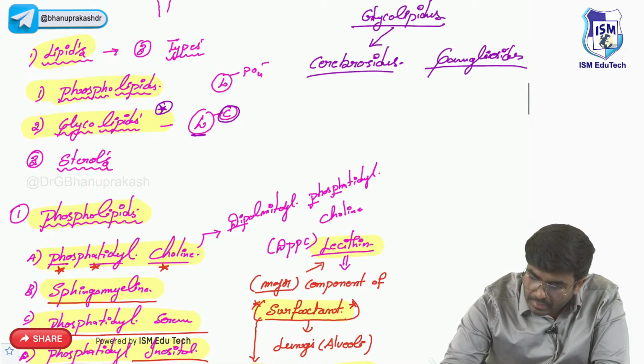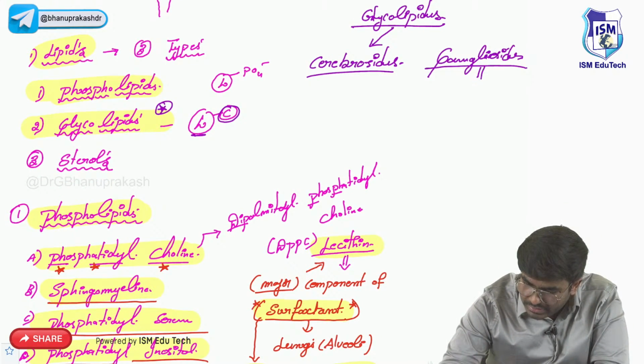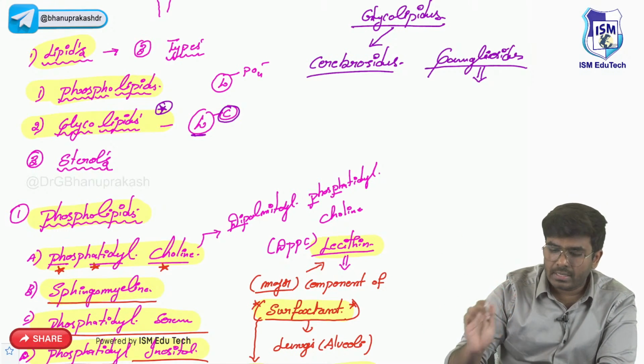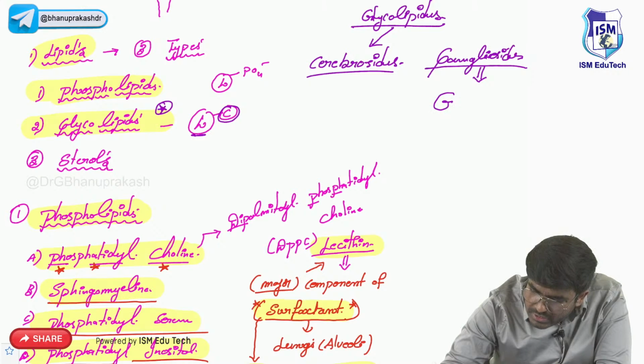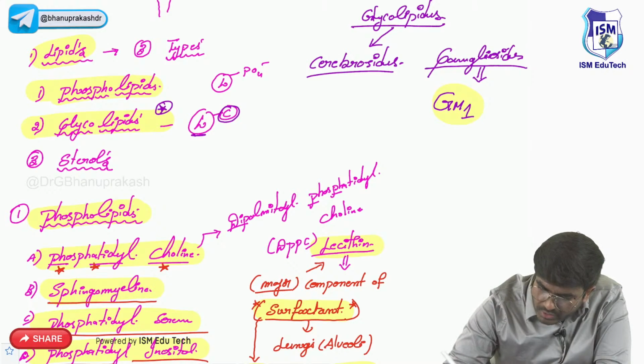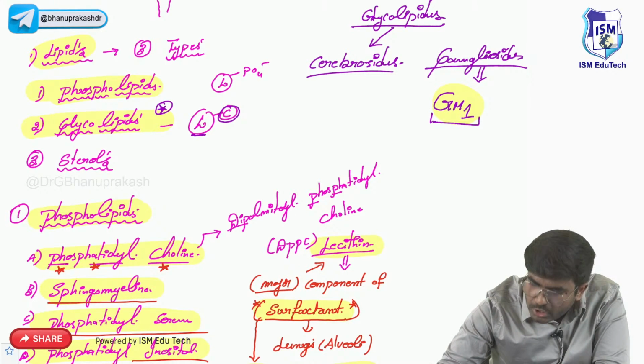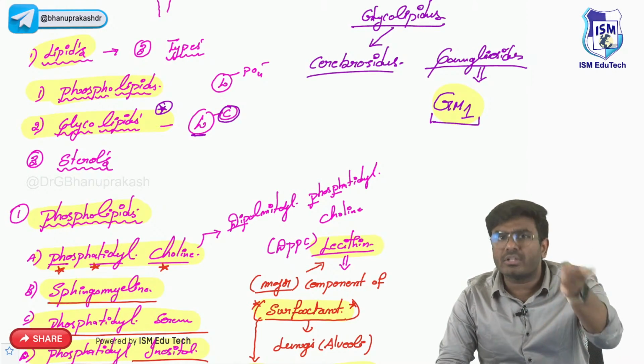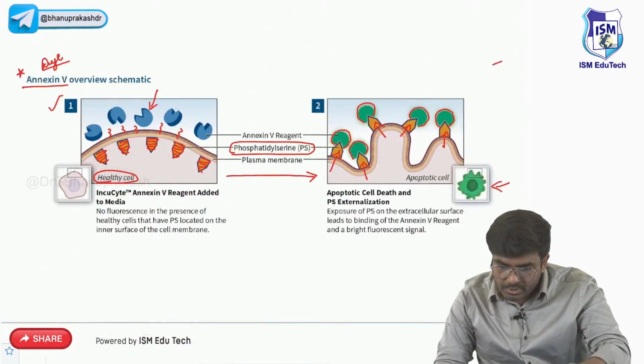Now here, the repeatedly asked MCQ is this ganglioside. These gangliosides are further classified into GM1, GM2, GM3, different types. Here I want you to know there is a ganglioside called the GM1 ganglioside. This is a repeated MCQ. Can anyone tell me the importance of this GM1 ganglioside, which is a glycolipid present on the cell membrane? Let me show you.